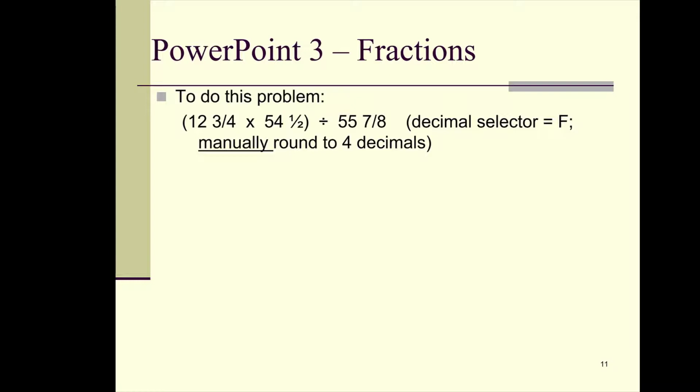Now we have a new type of problem. We have 12 3/4 times 54 1/2, and then divide by 55 7/8. Now remember, memory can only add and subtract numbers. So we're not going to be able to use memory for this problem. So we're going to have to manually figure out what the decimals are and write them down and then re-enter the problem. The instructions say make sure your decimal selector is set to F for floating, and then we will manually round the answer to 4 decimals.